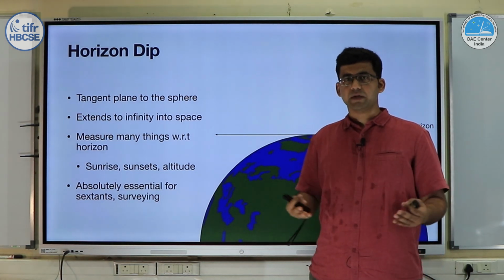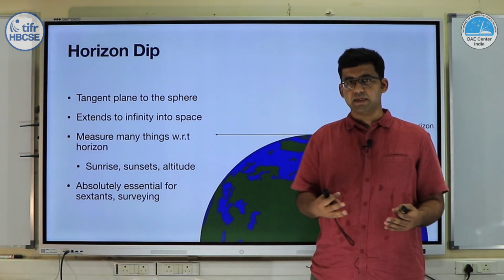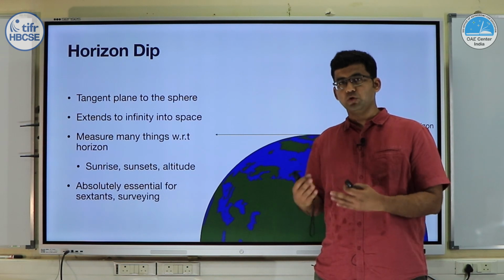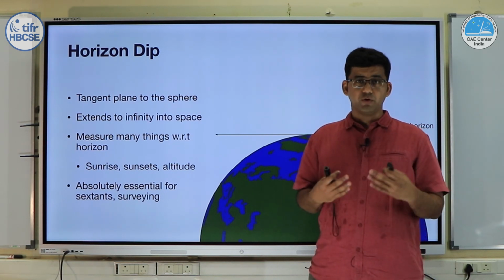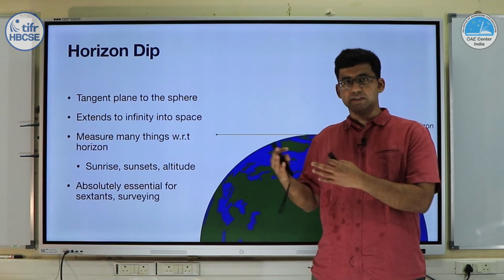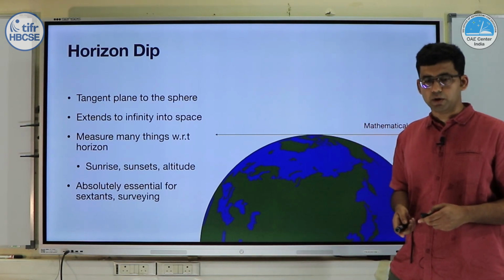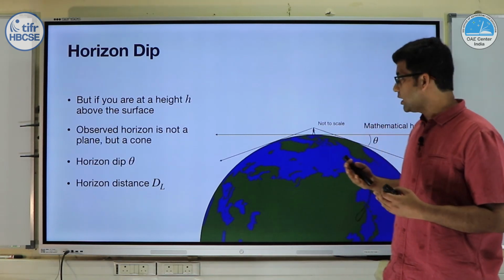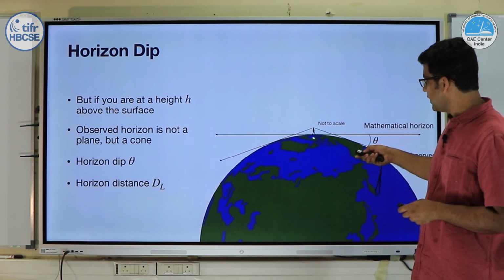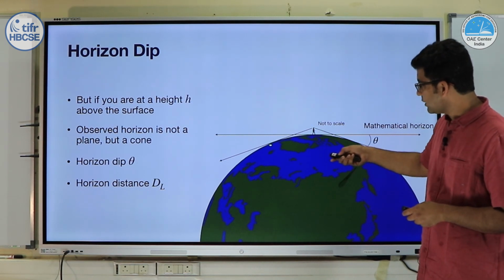to the horizon. We measure altitudes of stars, we measure sunrises, sunsets, and it is absolutely critical to know where the horizon is for surveying if you are using a sextant in the middle of the sea to measure your position and so on. But if you are at a height h above the surface, your tangent plane is not a plane, it is in fact a cone.